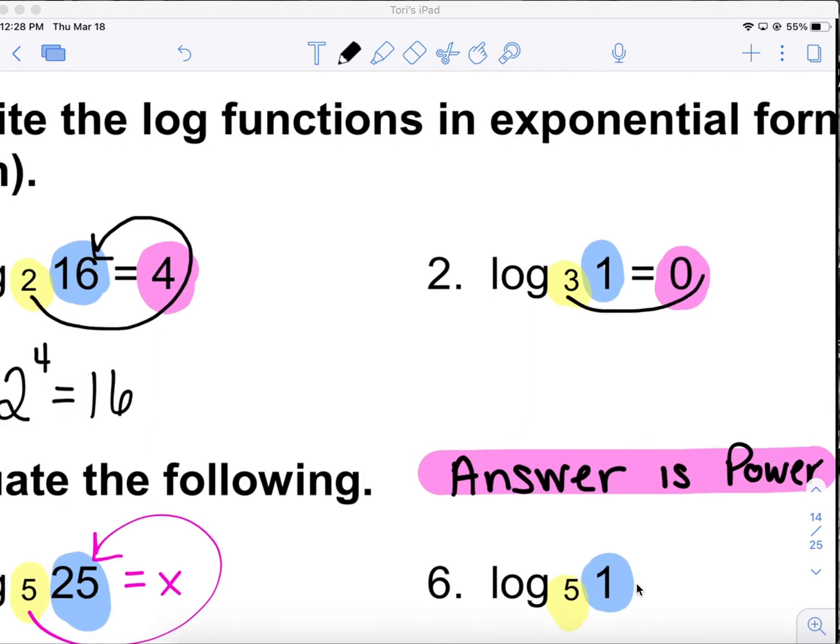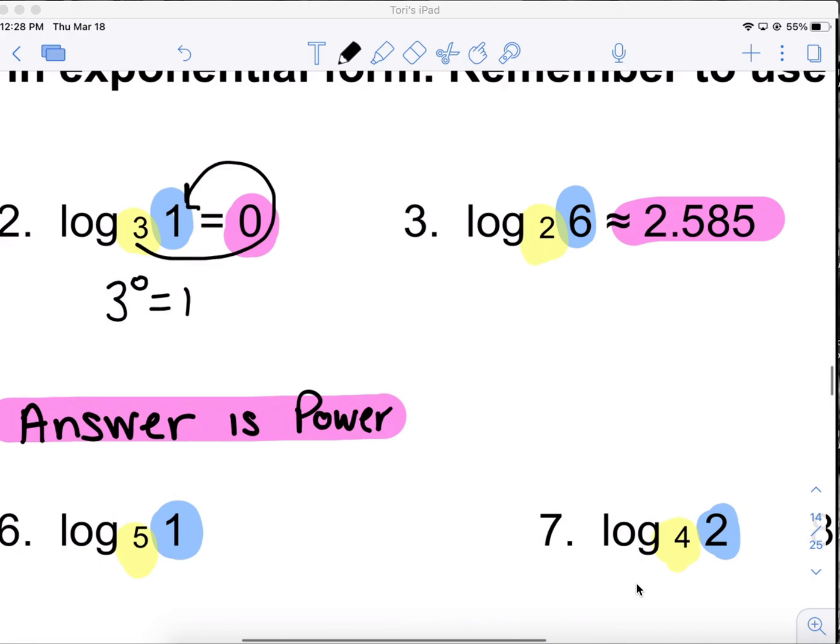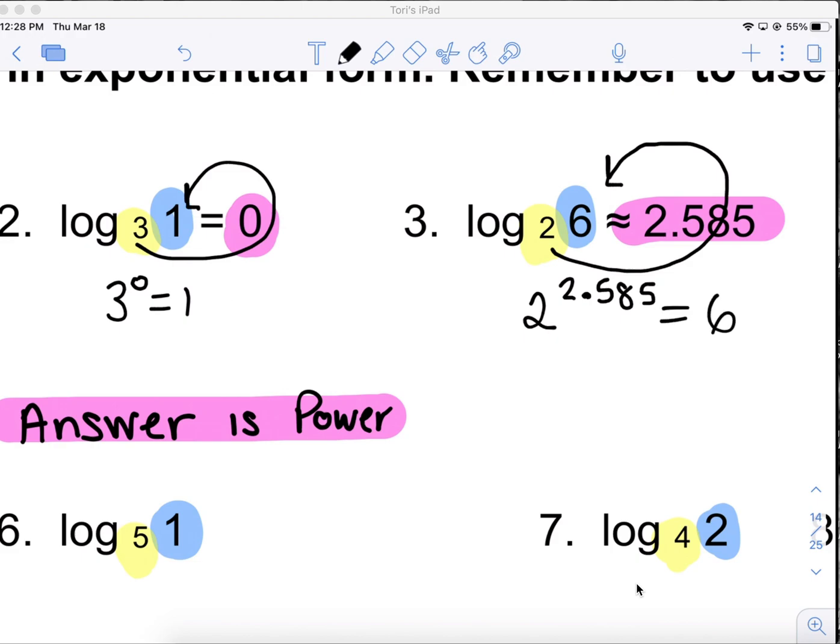Let's go to this one. 3 to the 0 equals 1. That makes sense. Anything raised to the 0 should equal 1. We're still good. 2 to the 2.585 equals 6. That's not one you're going to know, right? That's definitely not one that you're going to have memorized, but you could type it in a calculator and see if it comes out right.